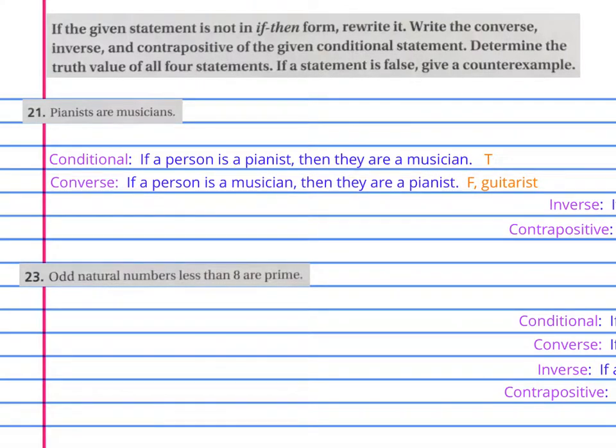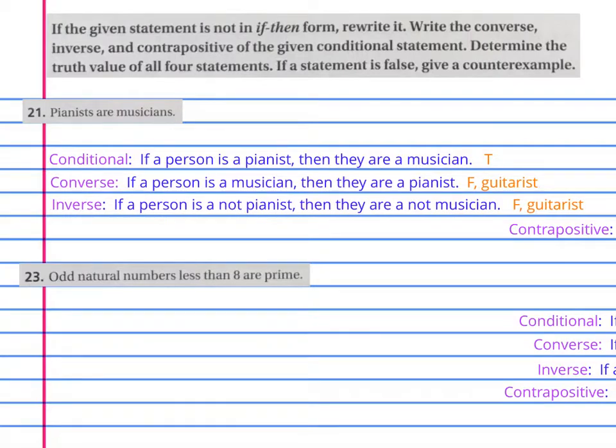Now, to write the inverse, you have to go back to the original conditional, and we negate them both. So if the original says, if a person is a pianist, then they are a musician, we're going to say, if a person is not a pianist, then they are not a musician. Think about it. Well, you might not be a pianist, but you play the guitar, just like the last example. So that's false. A guitarist.